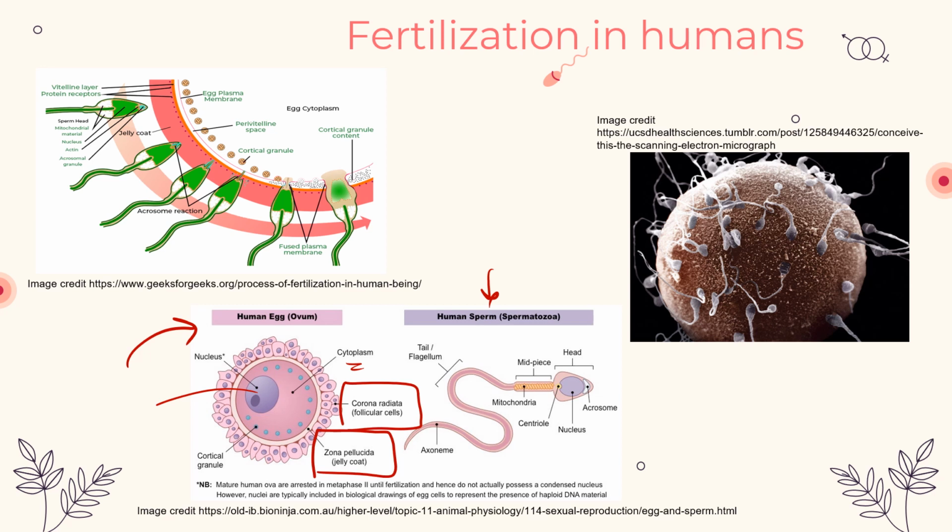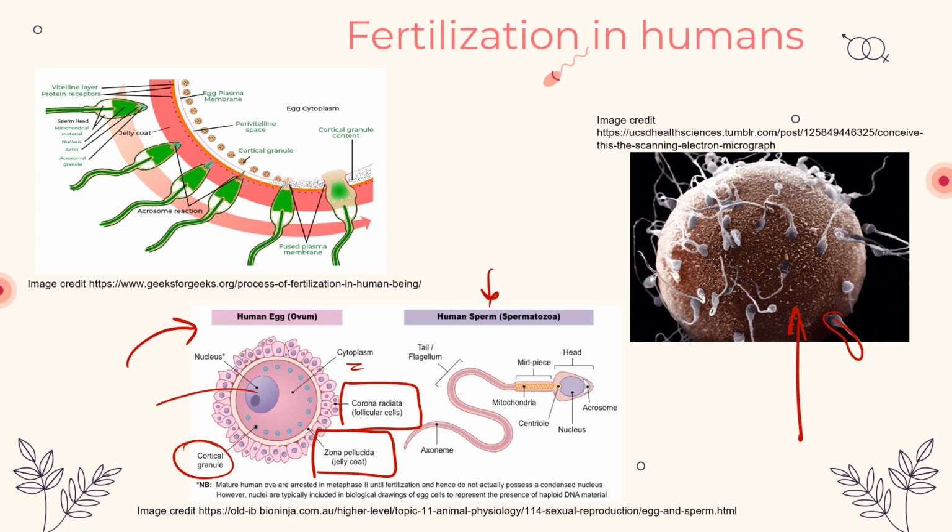Inside the cell membrane in the cytoplasm are these cortical granules, and we're going to talk about the cortical granules in just a second. The sperm is much, much smaller than the egg. Here's an egg. Here's a little sperm. The sperm are much smaller than the egg cells.